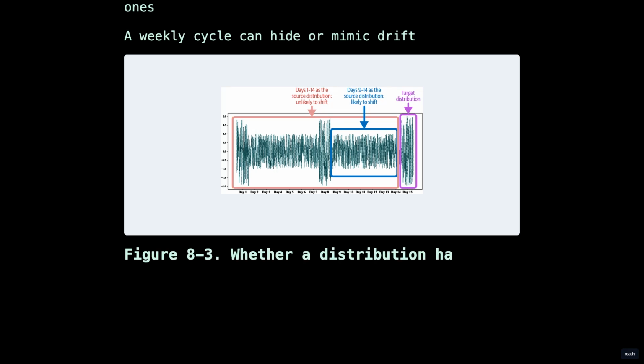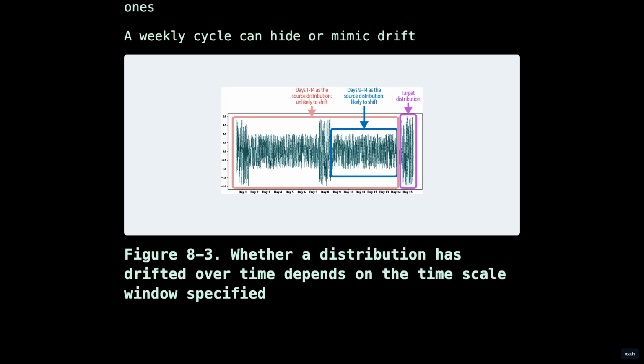The point of the figure is that drift is not an absolute label. It depends on the baseline you choose, which is why timescale selection is part of the monitoring design itself.